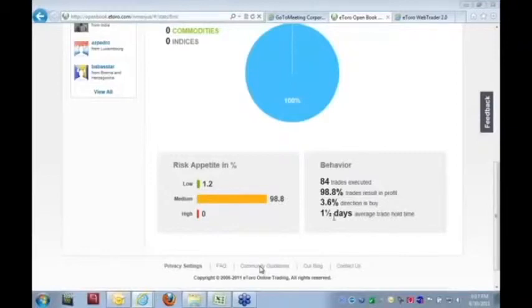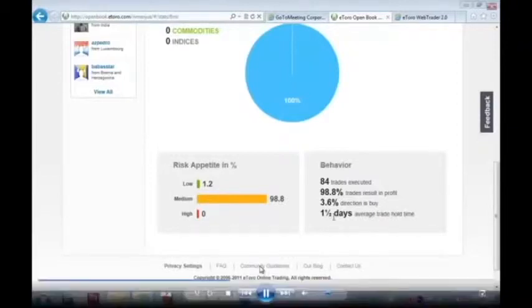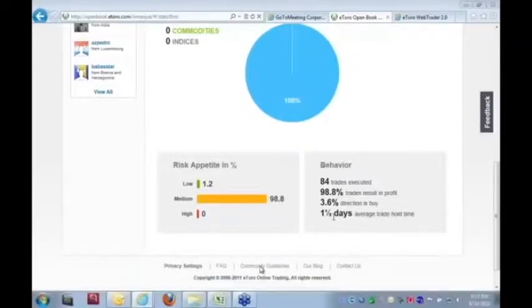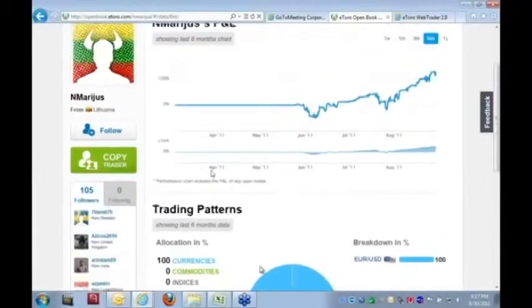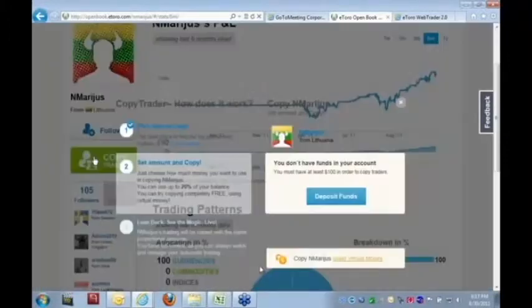Let me click on the copy trader and see what happens now. How does it work? Pick who to copy. The best place to find the top performing traders is the live rankings. We just did that. Set amount and copy. Just choose how much money you want to use, and you can use up to 20% of your balance. You can try copying completely free using virtual money.